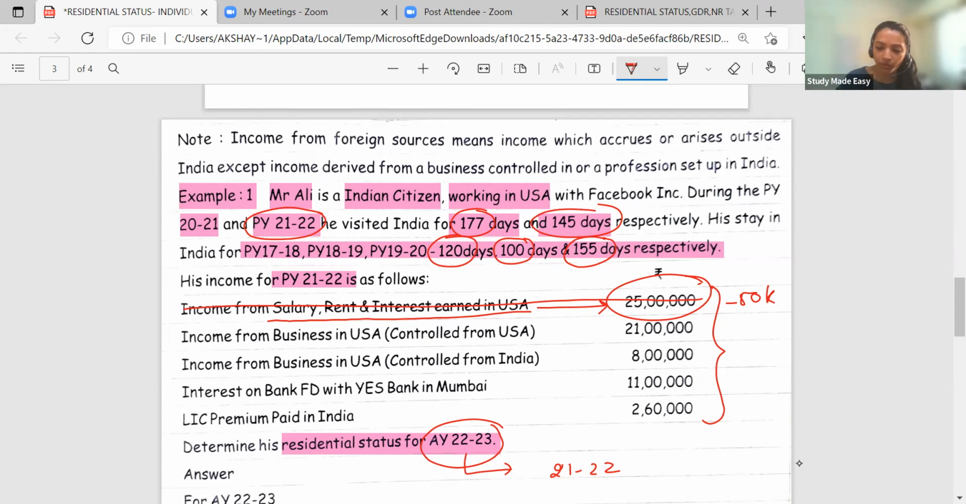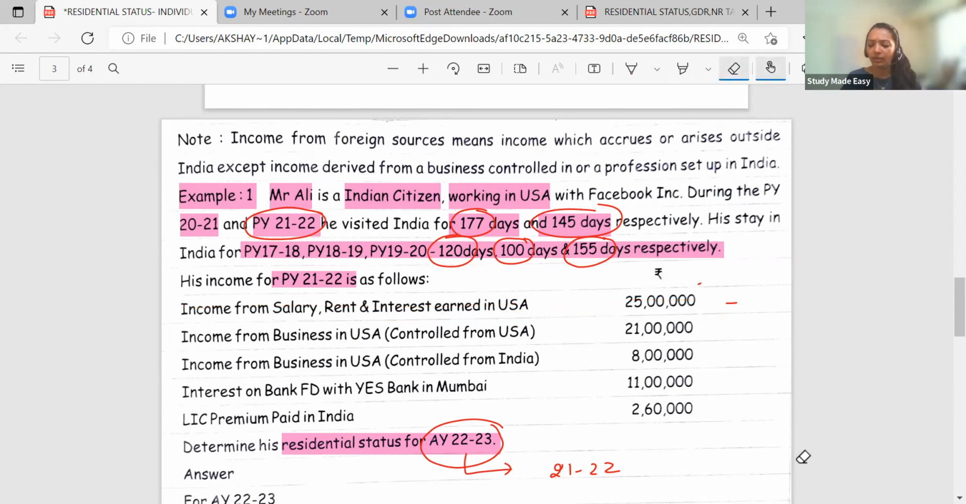Clear? So this was my point first, that if in case you have to include somewhere in any question the salary income outside India, that salary income would be taxable, sure, but do not deduct 50,000 ka standard deduction because it is earned outside India, and Income Tax Act does not apply outside India. And here for this wala question, we are not concerned about this because it is foreign source ka income.